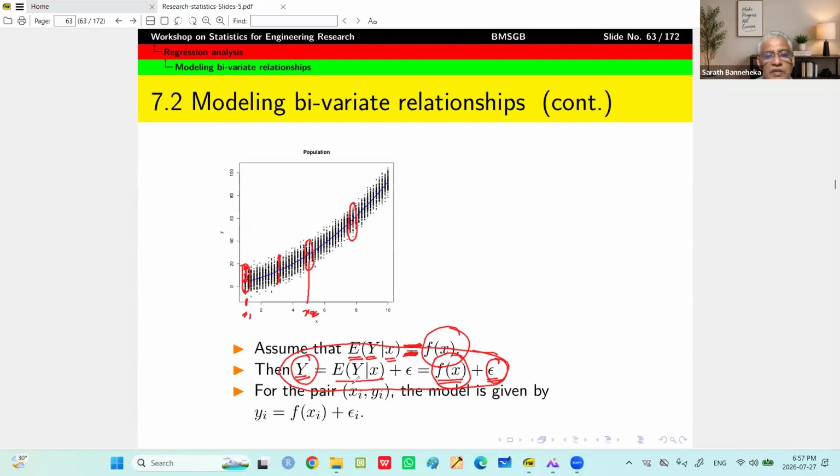Right? So for a given pair of observations, if you have (xi, yi), in that case, that yi can be written as f evaluated at xi plus some epsilon i. Right? So that is the model for individual observations. This is the model for an individual pair of observations. This is the model in general for the random variable: Y is equal to f(x) plus epsilon.